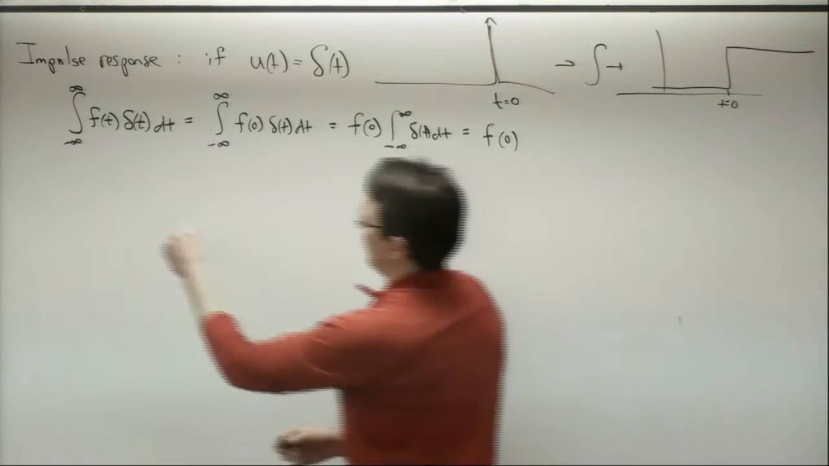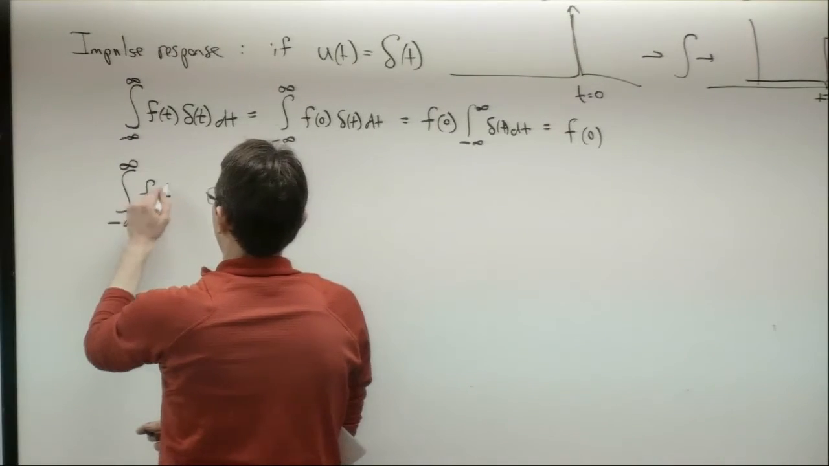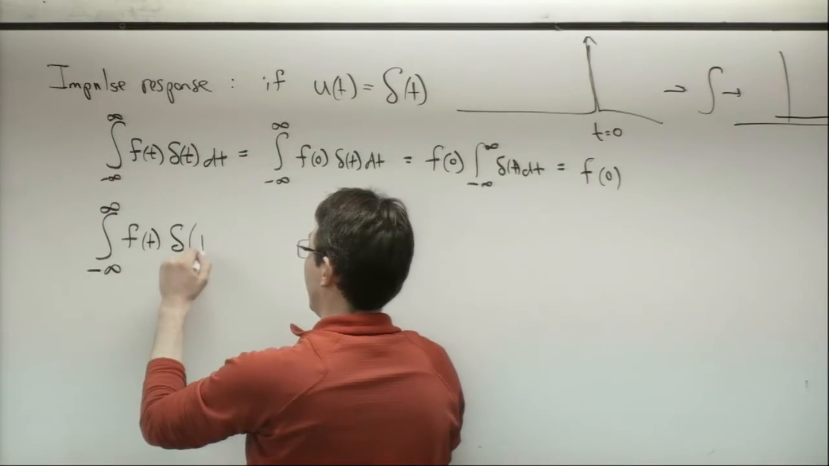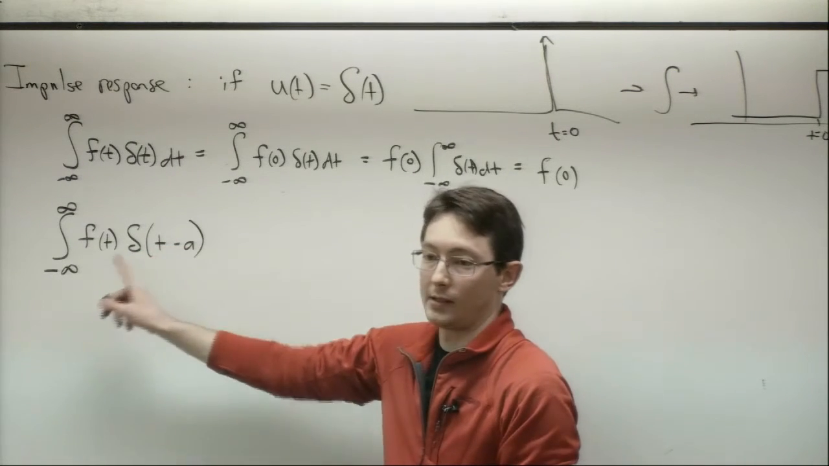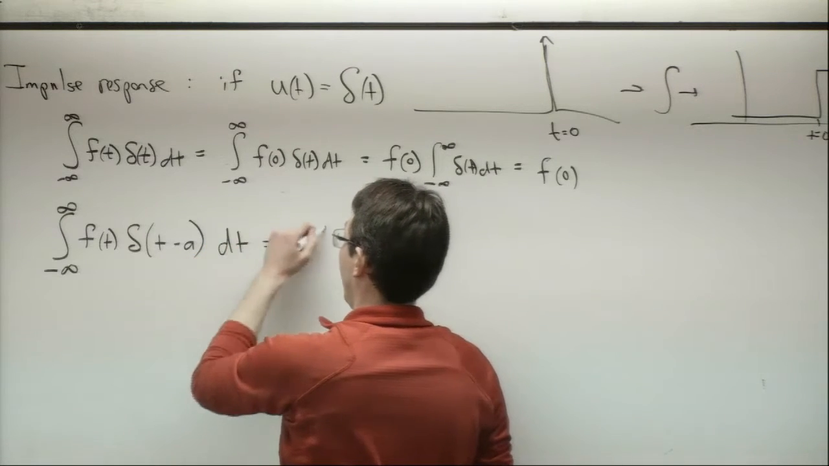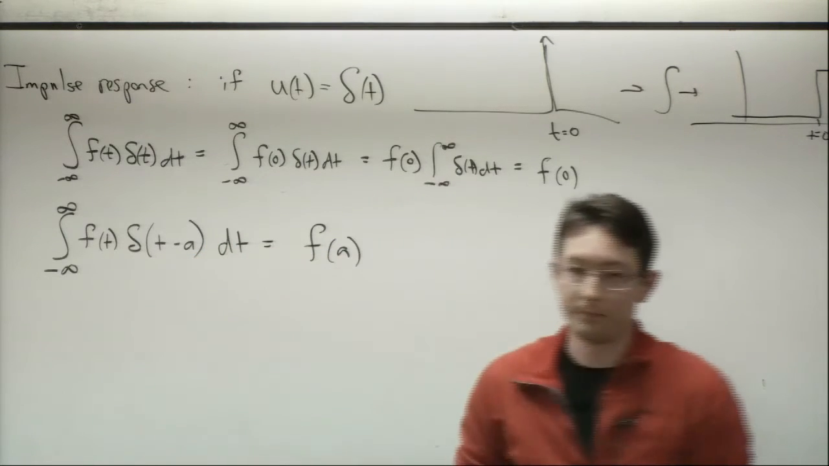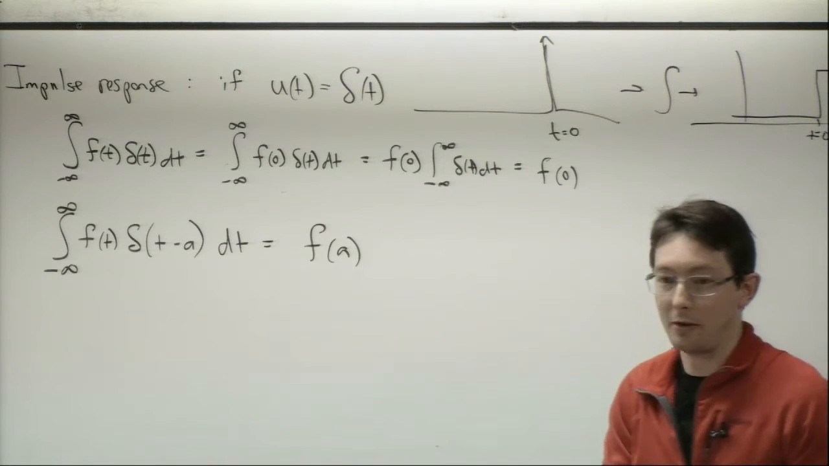So in general, if I have a function f of t, and I integrate it with a delta function t minus a, so I'm shifting it so that the delta occurs at some time a, then this is going to equal f of a. This is just a really useful property of the delta function. I'm telling you this because it's going to help on the homework, and I realize I probably didn't mention this at all before.